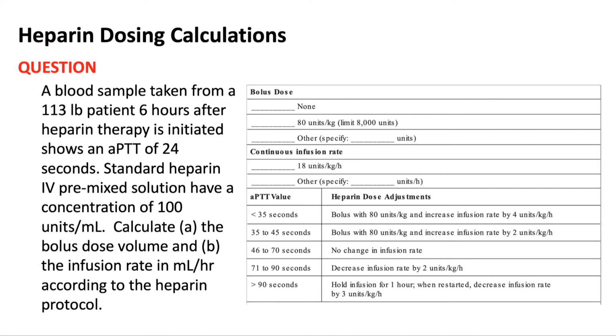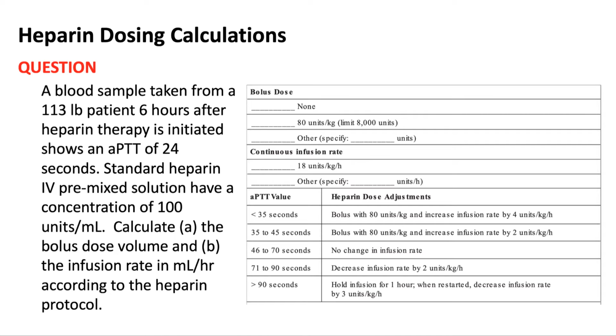Let's show you how, in a clinical sense, heparin would be used to help manage a patient. So let's read the question. It says, a blood sample is taken from a 113-pound patient 6 hours after heparin therapy is initiated and shows an APTT of 24 seconds. So let's stop there. A lot of information there.